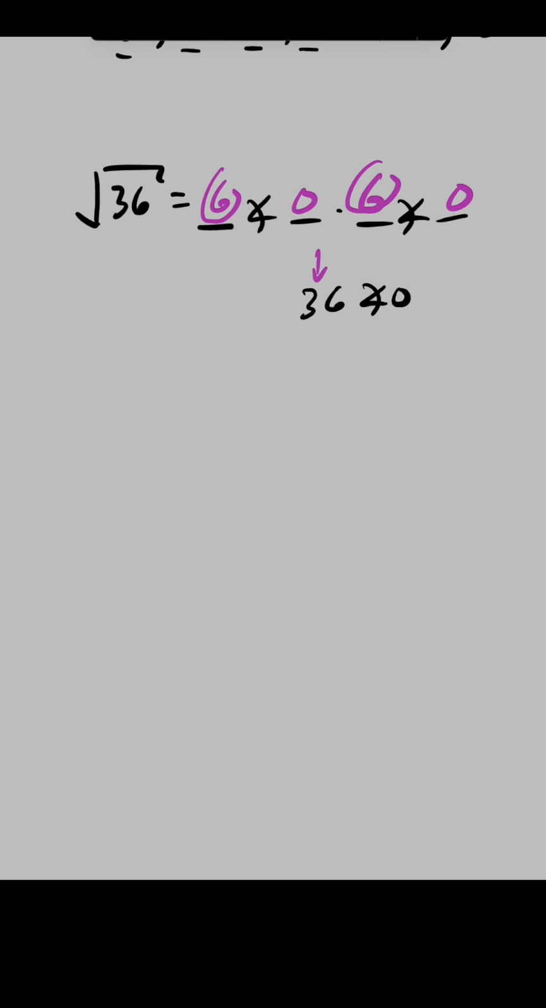What I'm asking for is what number, length and angle, multiplied by itself, length and angle, is going to end up giving me 36 at an angle of 0. And the number that works is 6, because 6 times 6 is 36. But the angle would need to be 0, because 0 plus 0 is equal to 0. Or you could use an angle of 180, right? Because 180 plus 180 is 360, which is the same thing as 0.